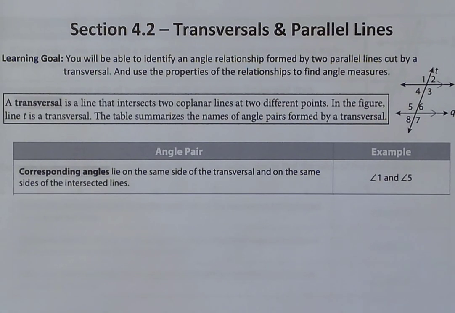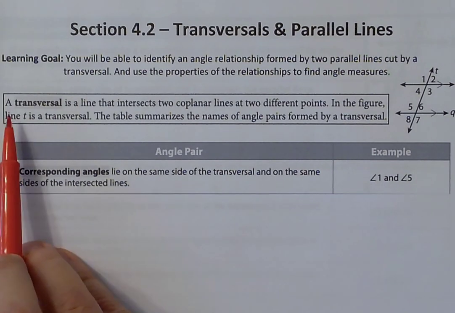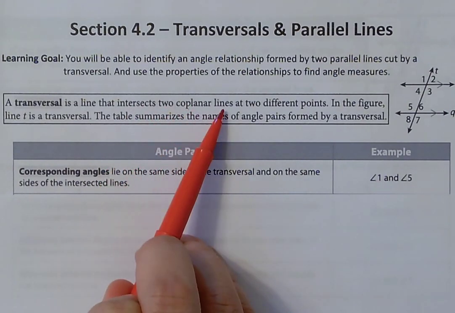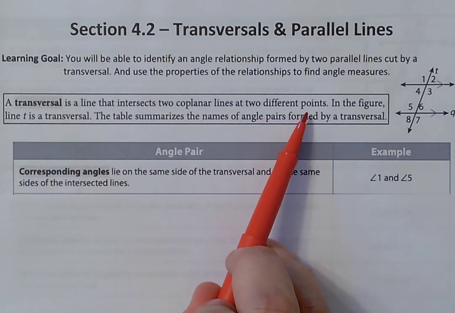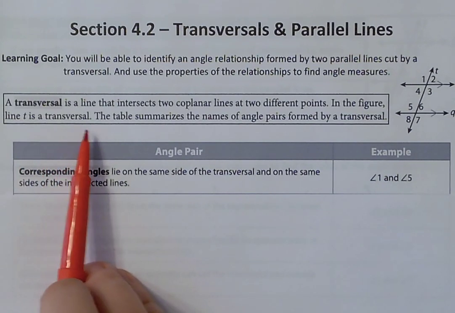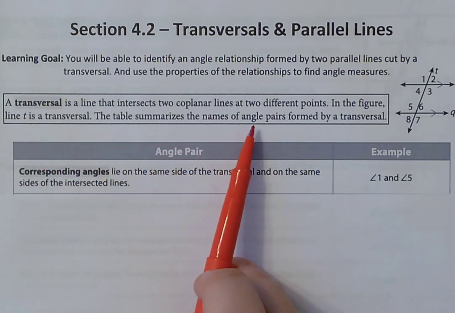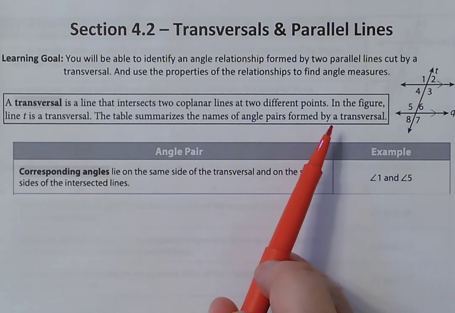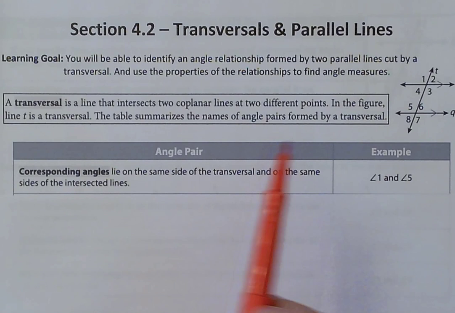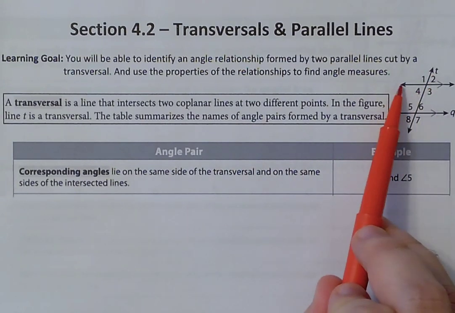Now, before we jump into corresponding, we need to talk a little bit about terminology. So, first, a transversal is a line that intersects two coplanar lines at different points. In the figure, line T is a transversal, and the table is going to summarize the names of angle pairs formed by that transversal. So everything we're going to have today is going to result from two parallel lines.